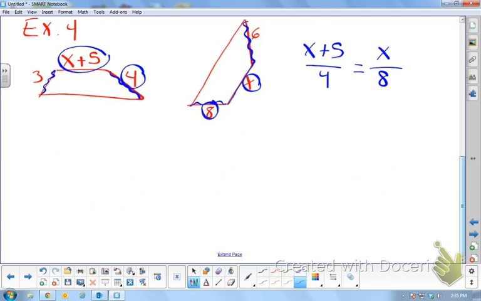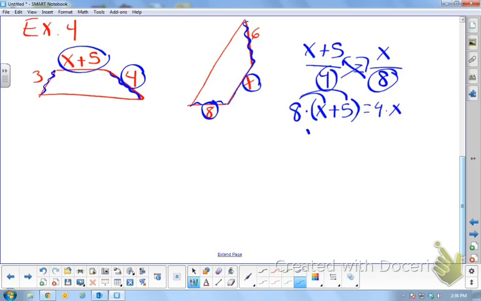Again, once we've set up our proportion, it's all down to cross multiplication. If we can match up the corresponding parts, then we multiply. So first we have to multiply 8 times x plus 5. Then we have to take the 4 and multiply it by x. To simplify this, we would have to first distribute the 8. We saw problems like this where we had to distribute when we were doing mid-segments of triangles. So 8 times x gave us 8x, 8 times 5 gave us 40. On the other side, 4 times x is just 4x.